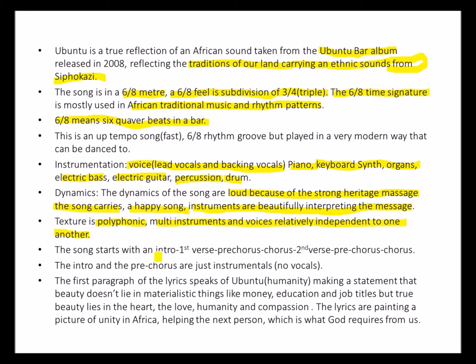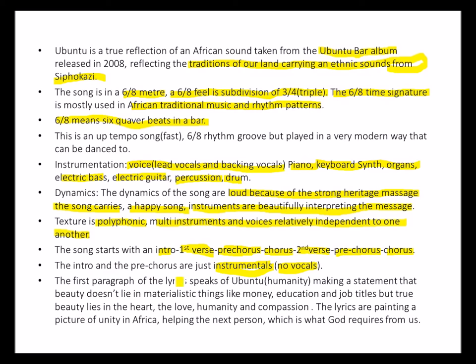The song starts with an intro going to the first verse, then a pre-chorus. Remember, a pre-chorus is a part of a song that comes just before a chorus, maybe just a short interlude or a group of maybe 2 or 4 chords just before going to the chorus. And then after the pre-chorus, it's the chorus. Then going back to the second verse, pre-chorus, chorus again. The intro and the pre-chorus are just instrumentals playing, no vocals there.